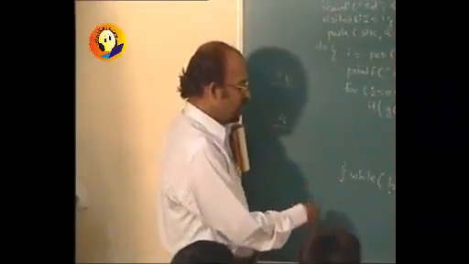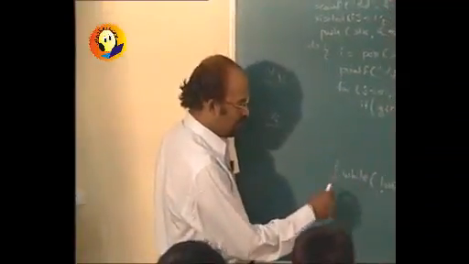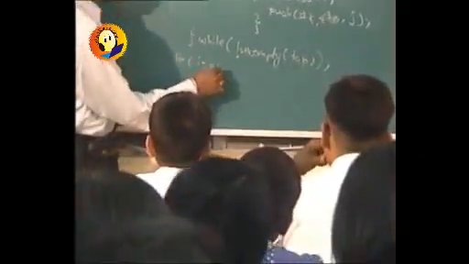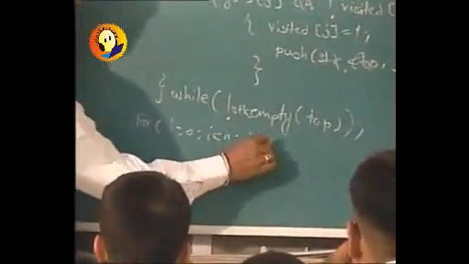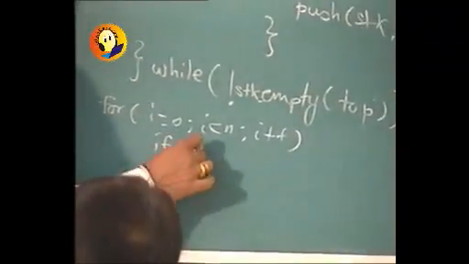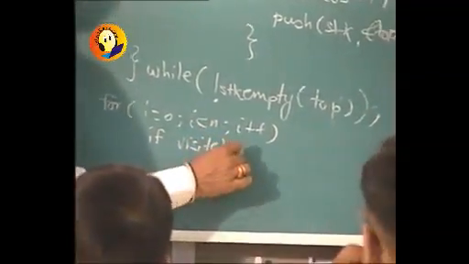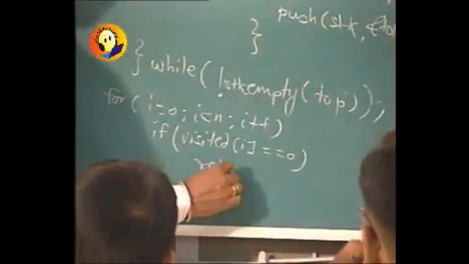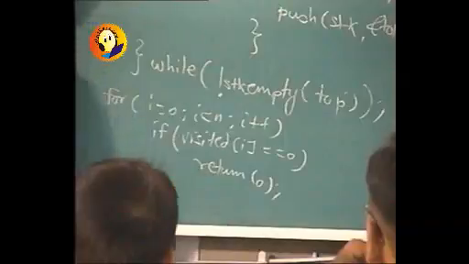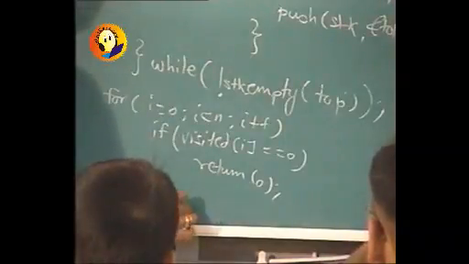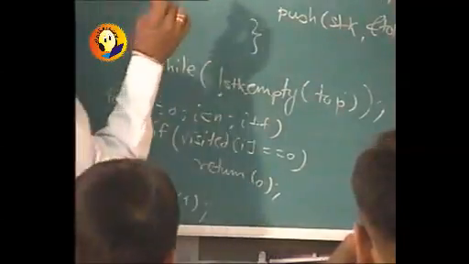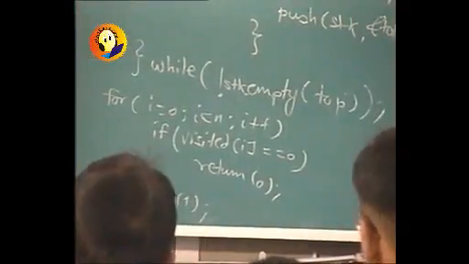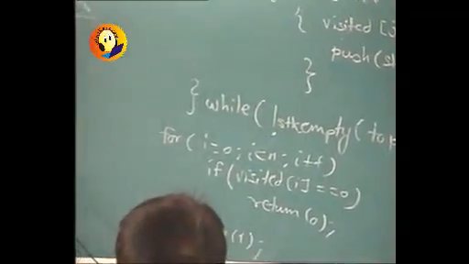So ultimately, for checking connectedness, I will simply write a loop: for I equal to 0, I less than n, I plus plus, if visited of I is equal to 0, return 0. Otherwise return 1. If all the vertices are visited, then it is connected. The name should be changed to is connected. Job is done. But is connected will ultimately have BFS or DFS in it.